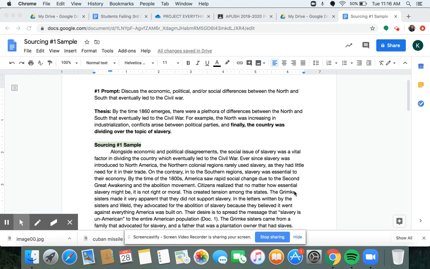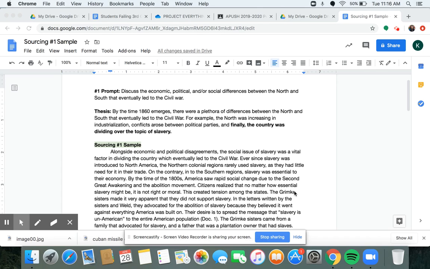I think they knew the author already, which I hope you all know, the Grimke sisters. If not, look them up. But this person did a really good job. So I thought I would just show you from your own student example what to be doing in the actual DBQ. Now, just by looking at some people's paragraphs, I knew that you didn't do enough.